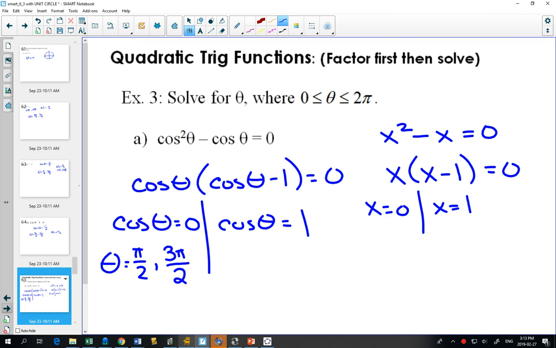When is my x coordinate equal to 1? That's at 0 and also at 2 pi, because the domain that's listed included 0 and included 2 pi. At pi, cos is negative 1.